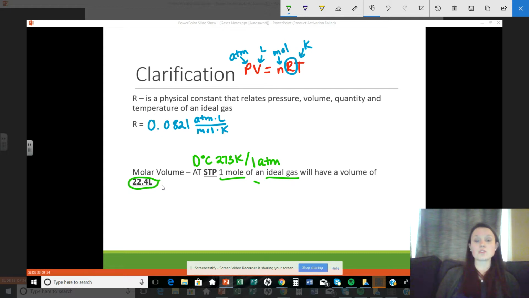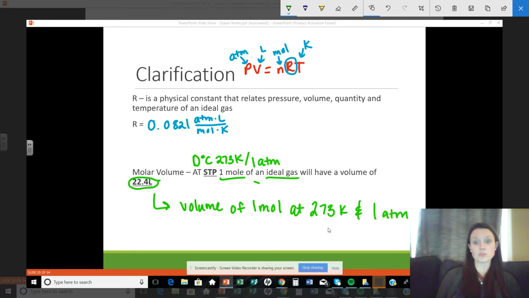Okay, so 22.4 liters is the volume of 1 mole of any gas at 273 Kelvin and 1 atm of pressure, also known as STP. Okay, so that's what this value is.